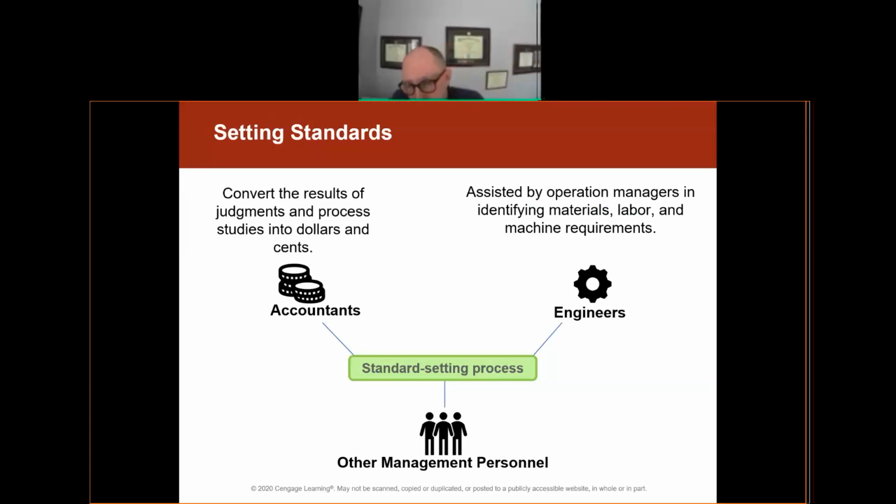So accountants, engineers, and management personnel get together and set the standards. They set the standard costs. And it's, of course, as you know, based off of direct materials, direct labor, and factory overhead. The engineers help with the materials and the labor. The accountants help with the overhead. And the management personnel help with the direct materials, direct labor, and factory overhead. The three components get together to set the standard costs.